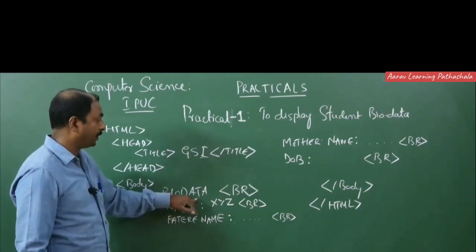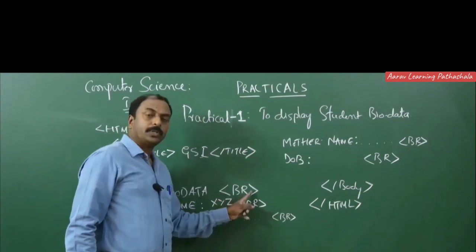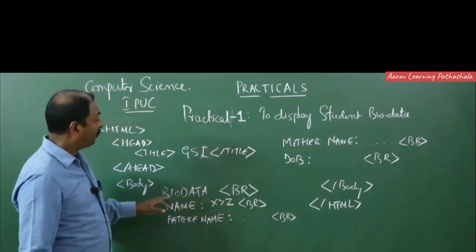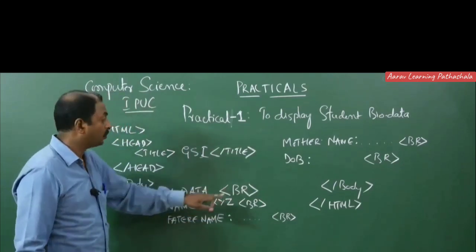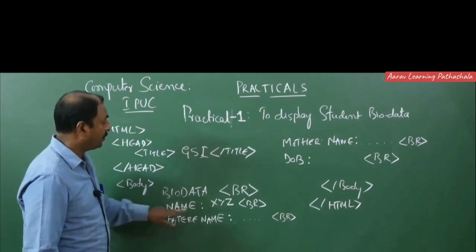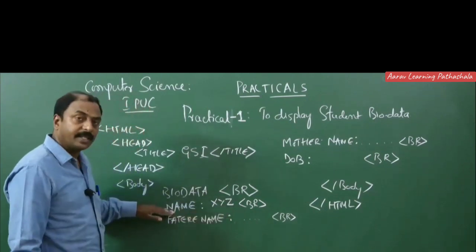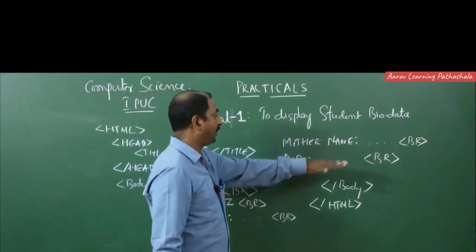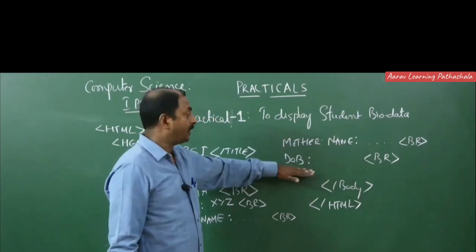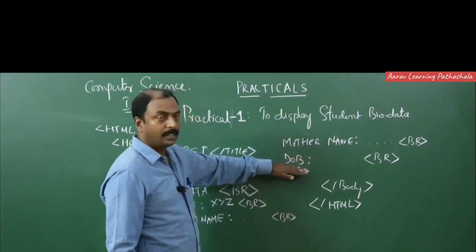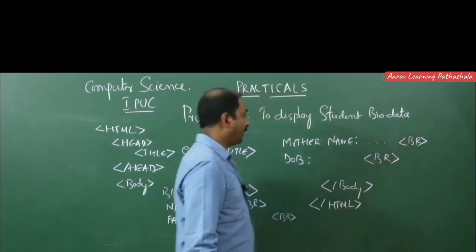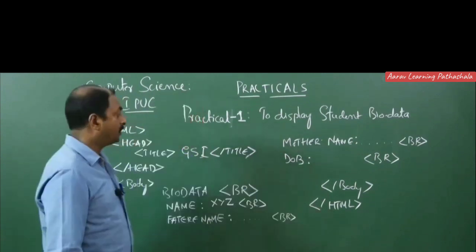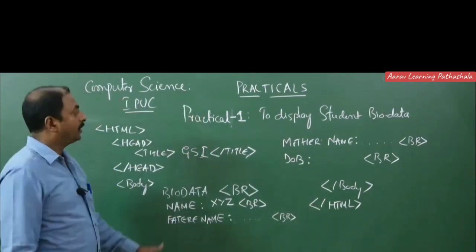Here I want to display biodata, and here I am using one more tag, the BR tag. It is line break. The meaning is immediately after displaying this, the control goes to the next line. So the second line, name equal to, will be displayed in the next line. Similarly, father's name, mother's name and date of birth. These things will be displayed one below one because of this BR tag, that is the line break tag. And again we have closed this body tag and HTML tag. This is a simple program to display the student data.